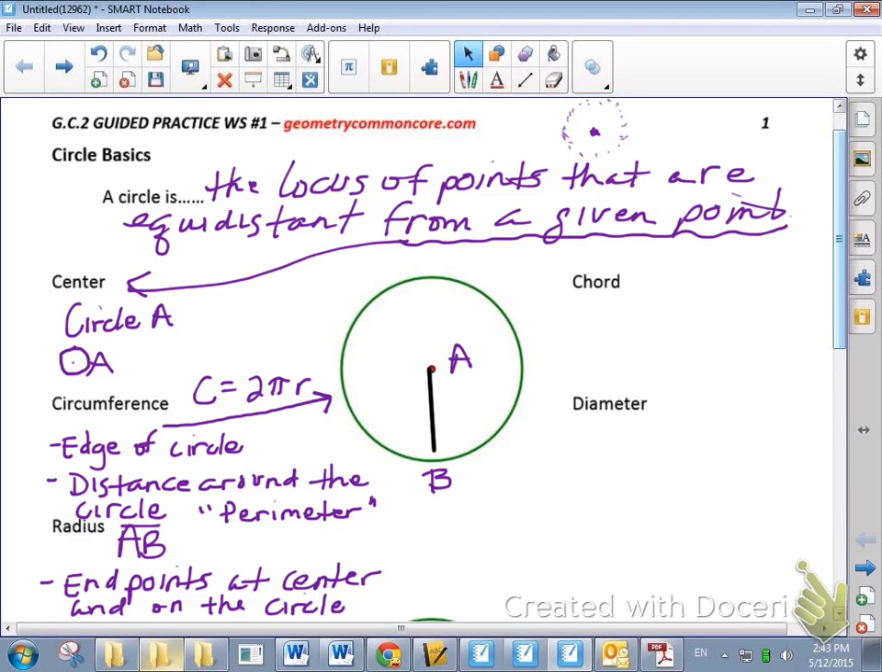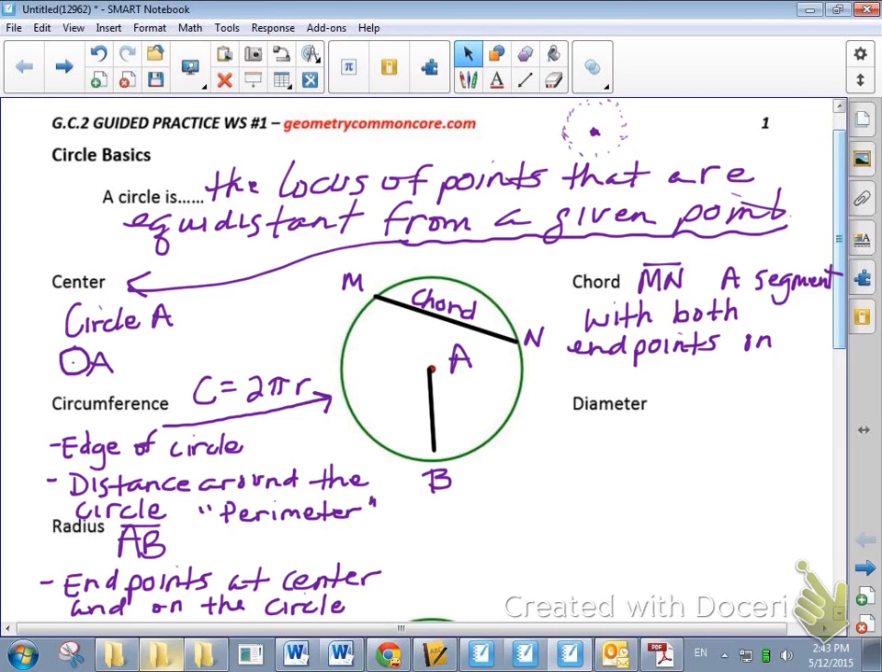Okay, next we have the chord. The chord might be a new term for you. Let me start by drawing one in. If I draw here to here, and I label this MN, this is my chord. So my chord, the notation would be MN. It's a segment with both endpoints on the circle.